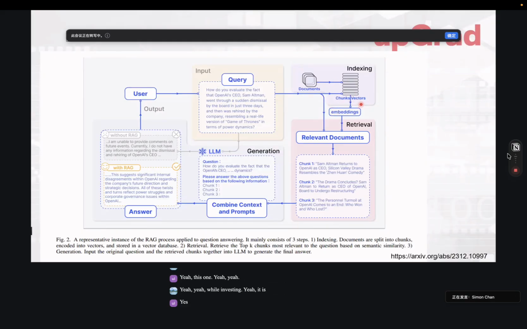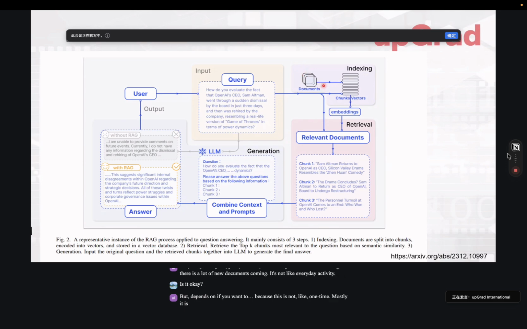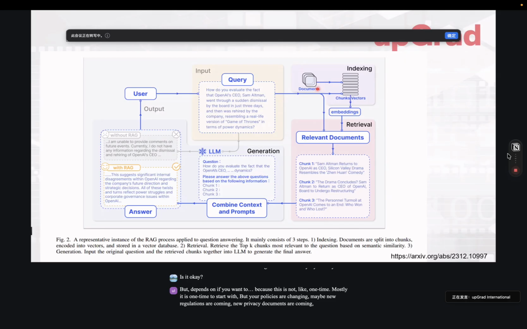Professor, I have 3 questions on this slide. The first one is, could we understand that the chunk vectors are created just upon the document upload, and the number of chunks remains the same whenever I keep querying the RAG? While indexing, in my experience, it is done once only, upon upload. But we may need to re-index if a lot of new documents come in. It's not an everyday activity. Mostly it is one time to start with, but your policies are changing, new regulations and privacy documents are coming, so once in a while we may need to update it.